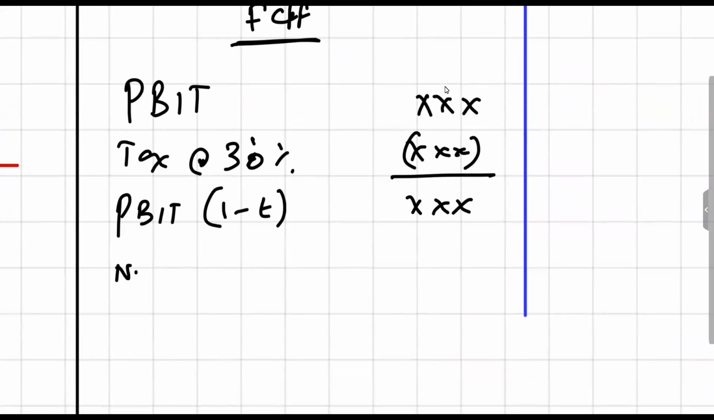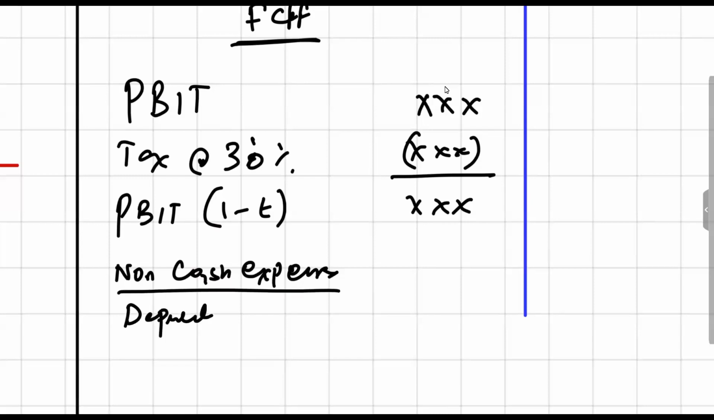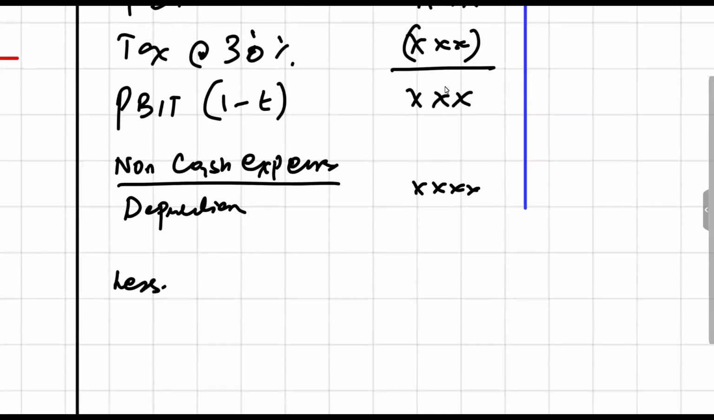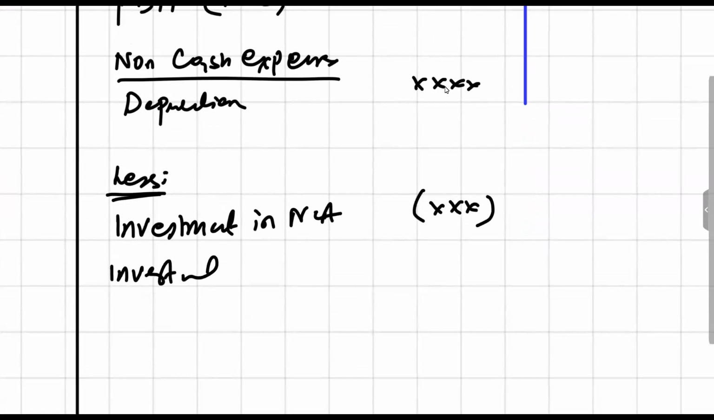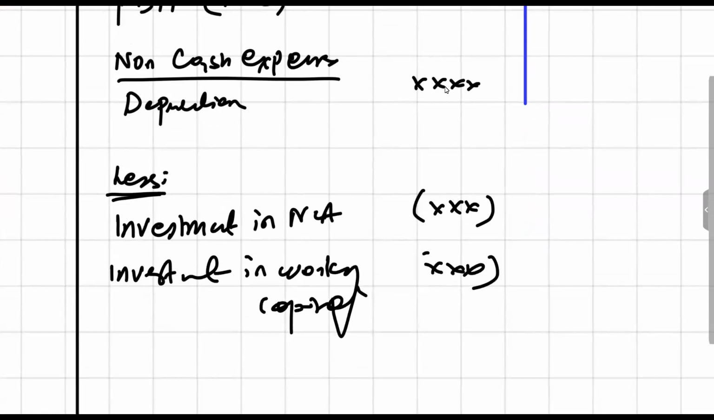Then you add the non-cash expenses, like the depreciation, etc. And then you deduct any investments in non-current assets that you make, and any investment in working capital that you make. You deduct that out of it, and resultingly, what do you get? You end up getting the free cash flows to firm.